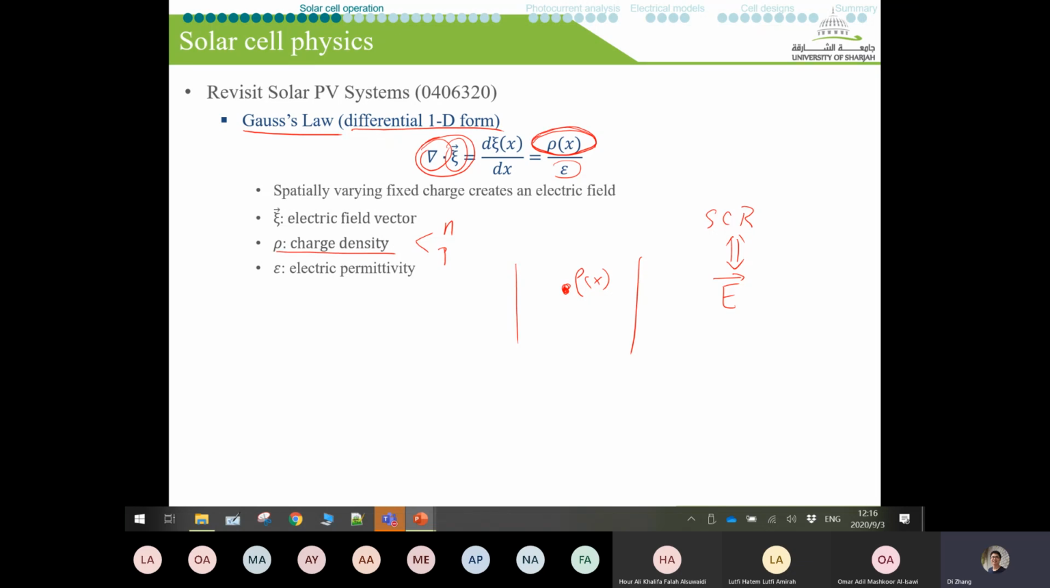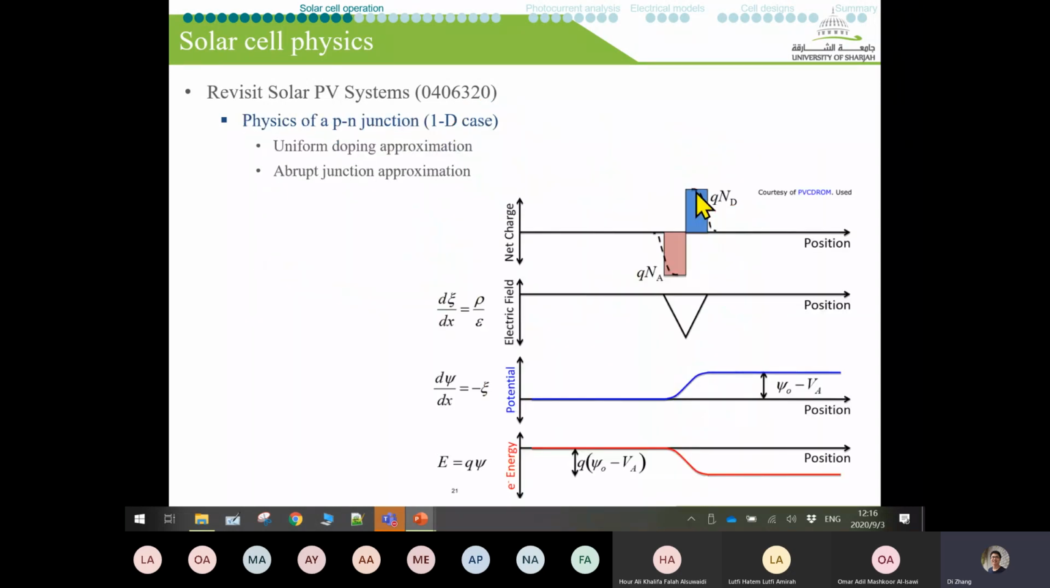And if we talk about the one-dimensional case, the good thing is that this divergence automatically becomes the gradient or the slope. So basically the slope of the electric field in the one-dimensional case equals directly the charge density over the permittivity, which is the material constant. So this gives us something like this.